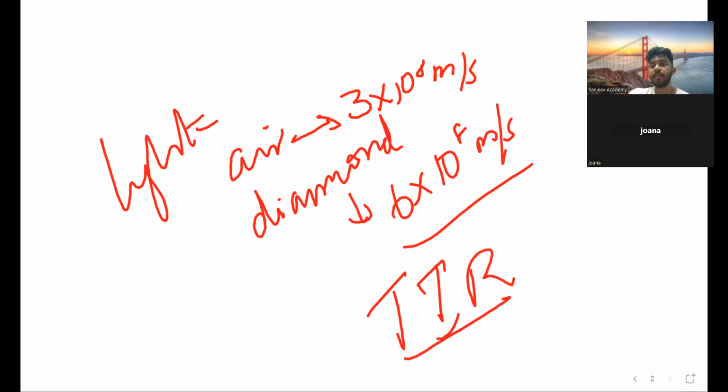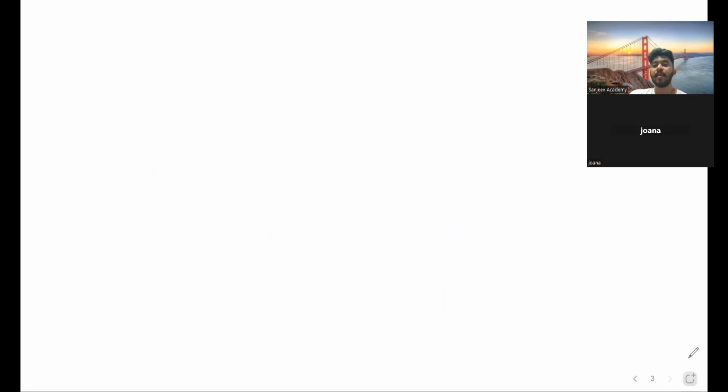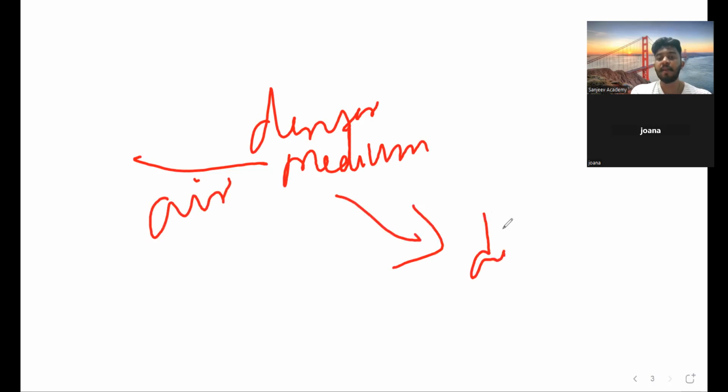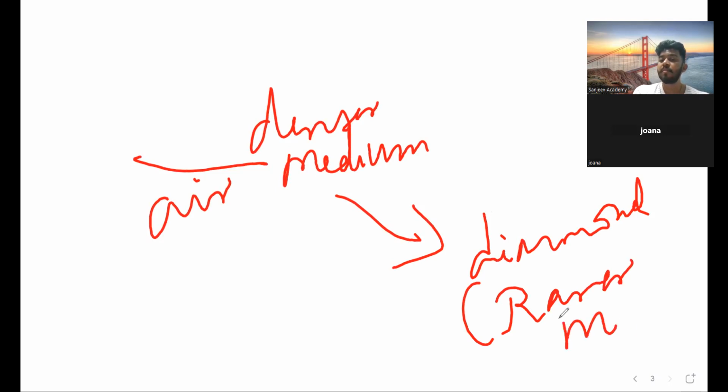Because for total internal reflection to happen, light will travel from what? Denser medium. Denser medium is where? From where the light is coming? From air. So air is a denser medium. And where is it going? Diamond. Diamond is what? My rarer medium. So what happens that time? All the light will get reflected back. That's the reason we can see the sparkling effect on diamond. So that is nothing but total internal reflection. Totally everything is reflecting back.